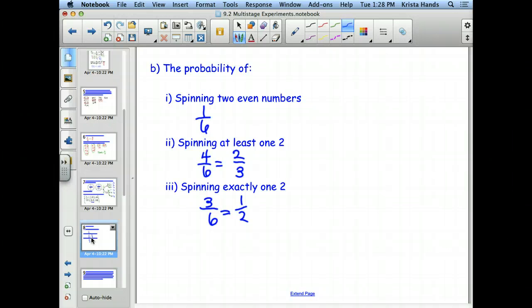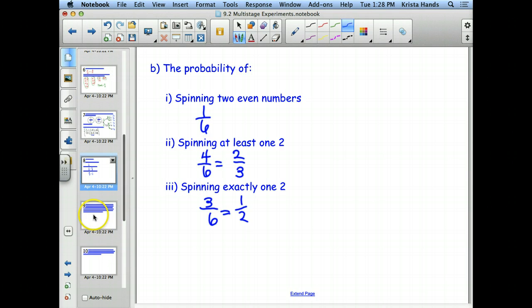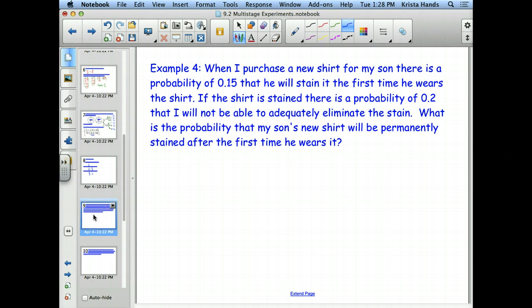Okay, we're going to do one more because it's a fun one and it's quick. I promise these cannot be the right probabilities. I totally made them up. I'm sure they're much higher. When I purchase a new shirt for my son, there is a 0.15 probability that he will stain it the first time he wears it. If the shirt is stained, there is a probability of 0.2 that I will not be able to adequately eliminate the stain. What is the probability that my son's new shirt will be permanently stained the first time he wears it?